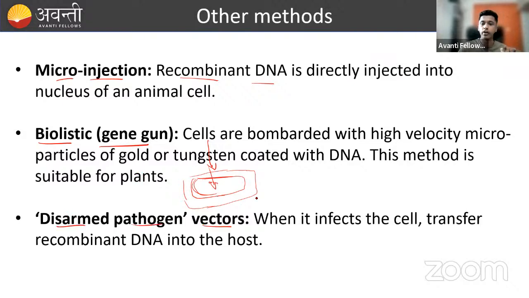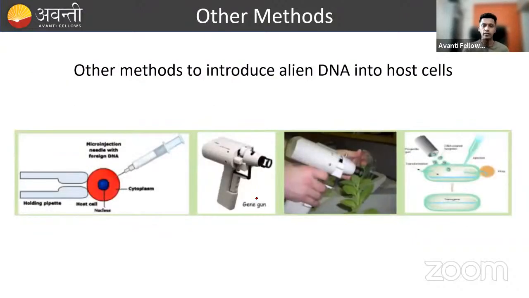When we talked about disarmed pathogen vectors, we took the example of Agrobacterium tumefaciens. That is another methodology to transfer the gene of interest into the host cells. You can see here, this is my gene gun, and this is also microinjection. You can see how the cells are made porous and injected with the gene of interest. Specifically, they make holes on the leaves of this plant.